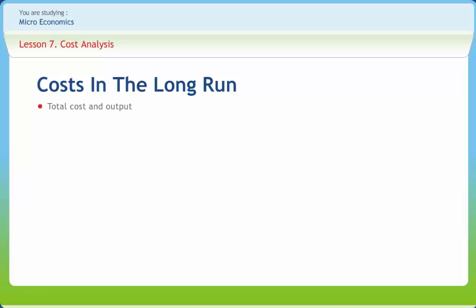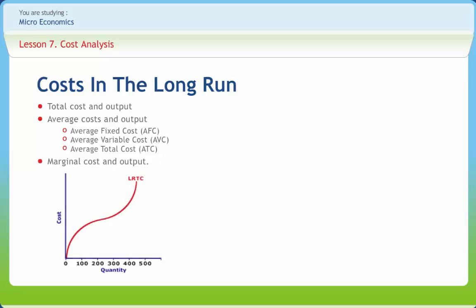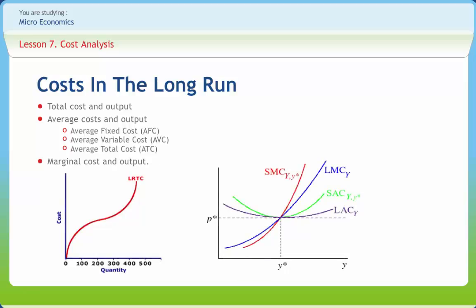and output, average costs and output, average fixed cost AFC, average variable cost AVC, average total cost ATC, marginal cost and output. The only difference is that these all are now discussed under long time period where the curves are less steeper than the short run curves.